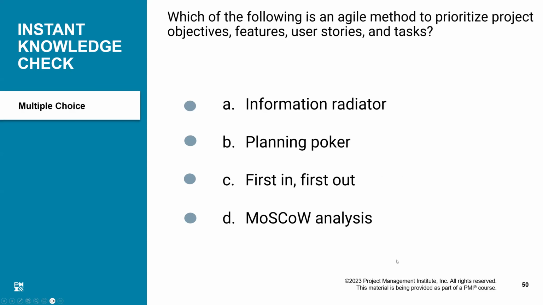Which of the following is an agile method to prioritize project objectives, features, user stories, and tasks? Is it called information radiator? Is it called planning poker? Is it called first in, first out? Or the MoSCoW analysis? D. D is the prioritization method. Good.